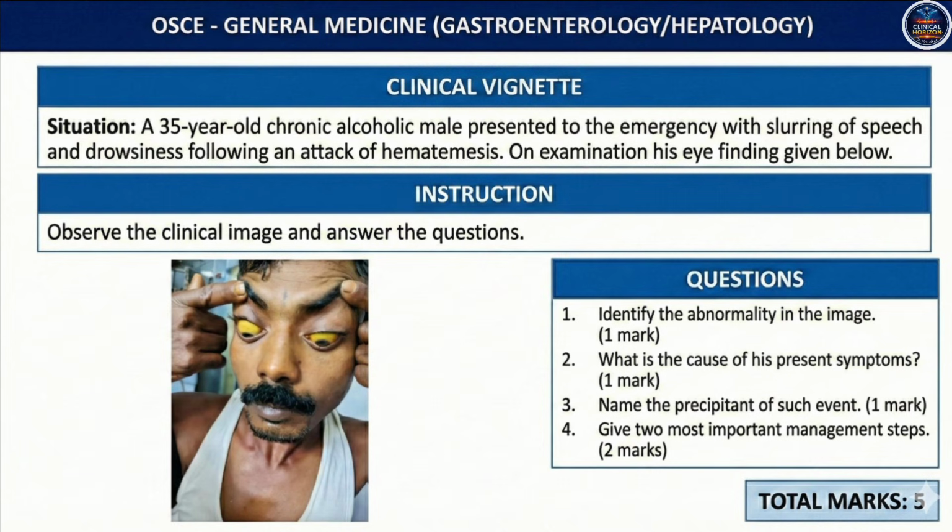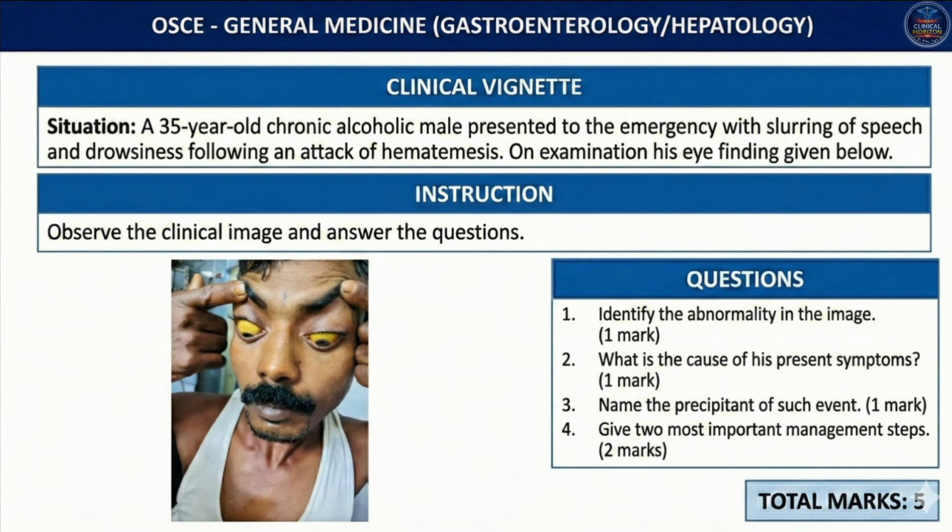Look at the vignette. It paints a very clear picture of decompensated chronic liver disease. The background: 35-year-old chronic alcoholic male. The trigger event: hematemesis, that means vomiting blood. The resulting state: slurring of speech and drowsiness.